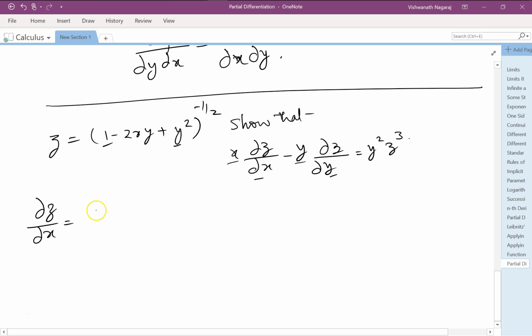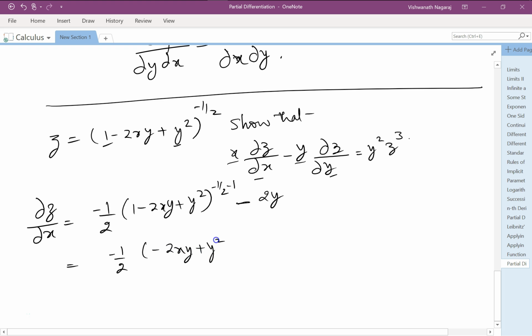Now first we have to take care of the exponent. So (1 minus 2xy plus y square) remains as it is, to the power of minus half minus 1. And then we have to differentiate the expression within the bracket. So 1 becomes 0, y square becomes 0. So we are left with minus 2xy. Now when we differentiate minus 2xy, we are left with minus 2y because we are differentiating with respect to x. Okay, so this becomes what? Let's simplify. Minus half times (1 minus 2xy plus y square) to the power of minus 3 by 2, times minus 2y.